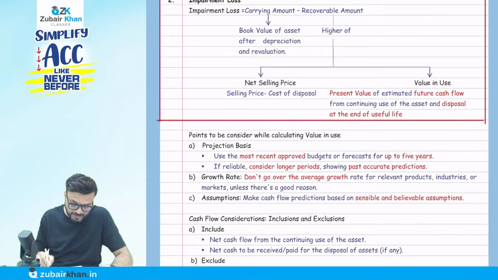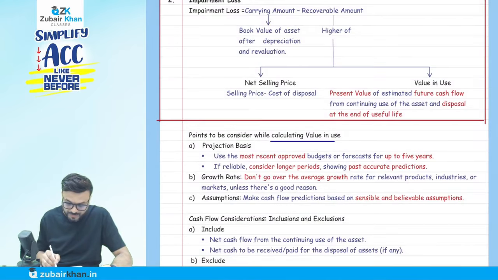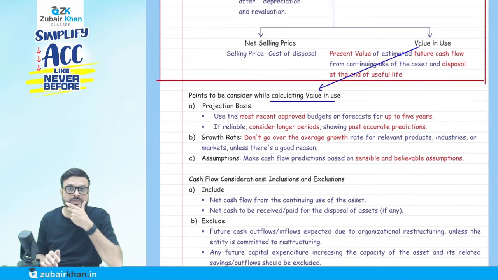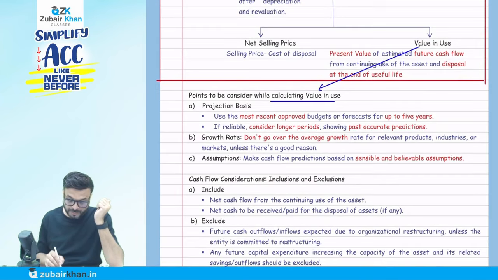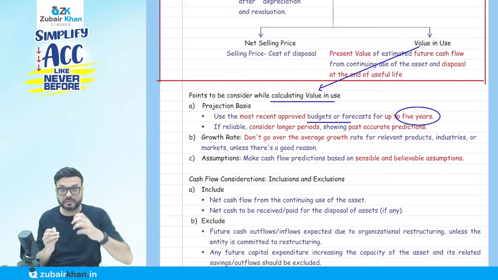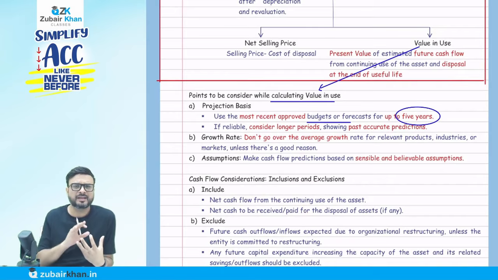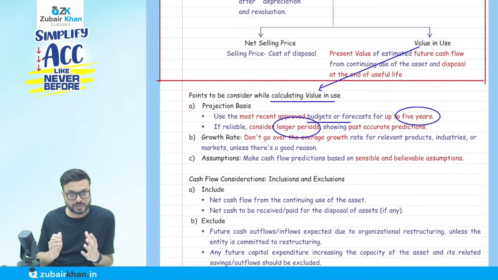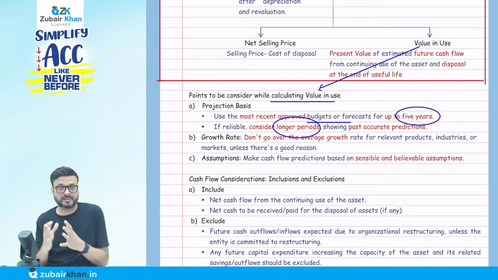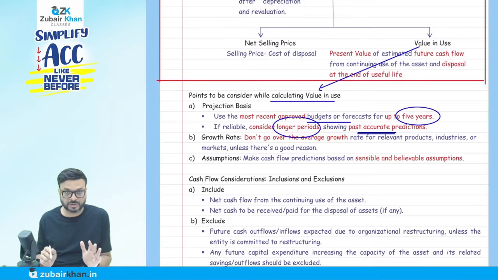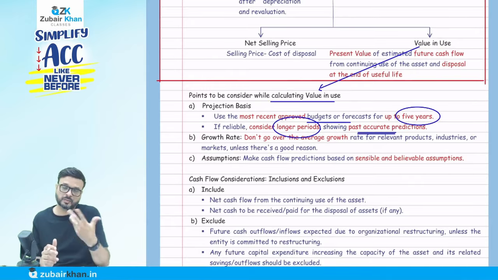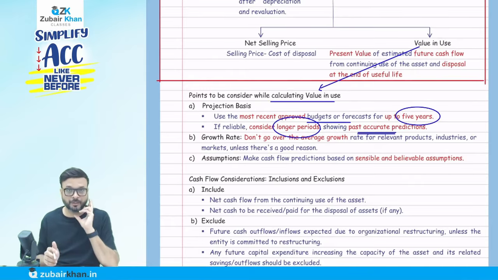Points to be considered while calculating the value in use. So they say, remember these points when you calculate the value in use. Projection basis means use the most recent approved budget or forecast, up to 5 years. They say when you talk about the future cash flow from that asset, take a maximum of 5 years. But if reliable, consider a longer period also. If you want to go beyond 5 years, it's okay, but you have to show past accurate prediction. You have to show that in the past also we did the prediction for that asset and it was correct. Then more than 5 years is allowed.